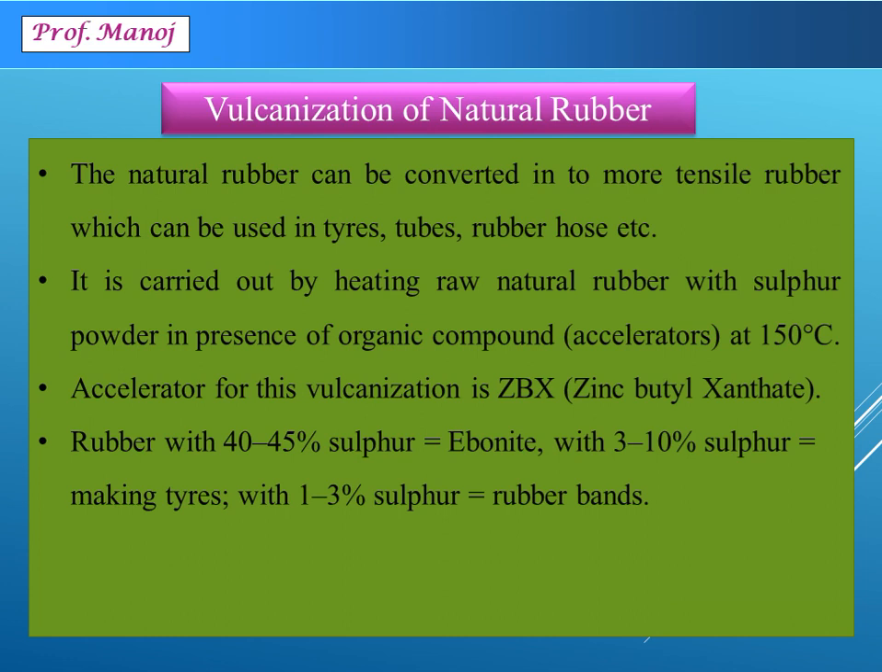Depending on the percent of sulfur added, properties of rubber can change. When rubber contains 40 to 45% of sulfur, the rubber converts into a very hard material called ebonite. Perhaps you have heard ebonite with respect to static electricity experiments. With 3 to 10% sulfur, rubber is used in making tires. And with least amount of vulcanization, 1 to 3%, the rubber bands are obtained.